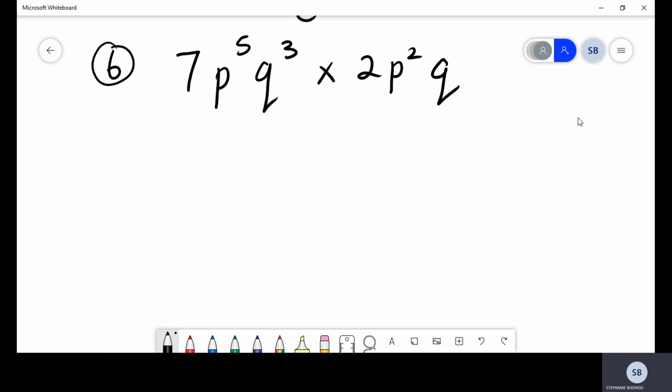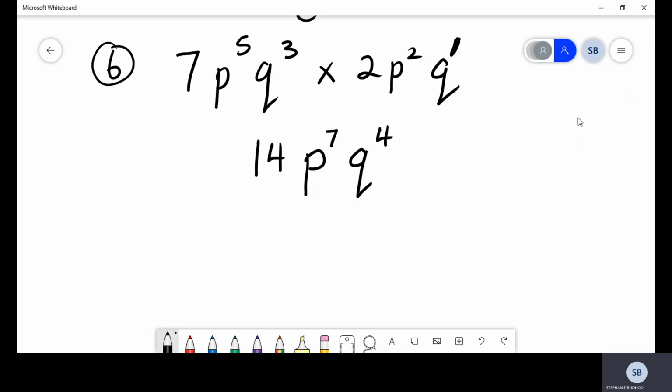We multiply the numbers. And if you're multiplying, you just simply add your powers. So we have p to the power of 5, p to the power of 2, that's 5 plus 2 gives us 7. And similarly for the q's, we'll add the powers 3 plus 1. So that's 4. Remember, 1 is understood to be present when a power is missing.